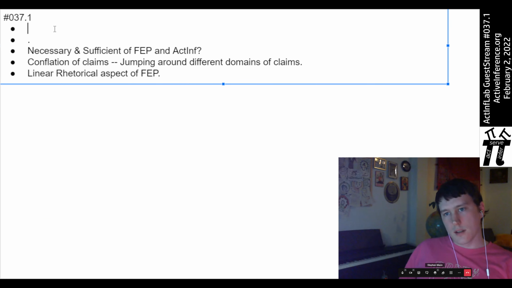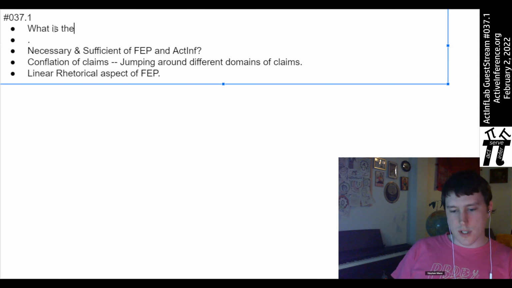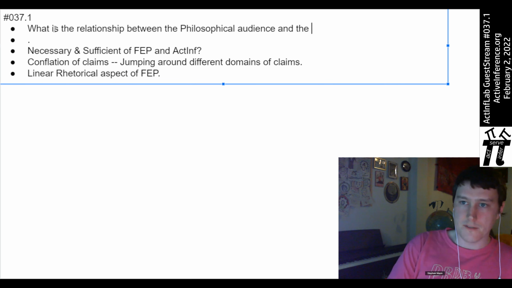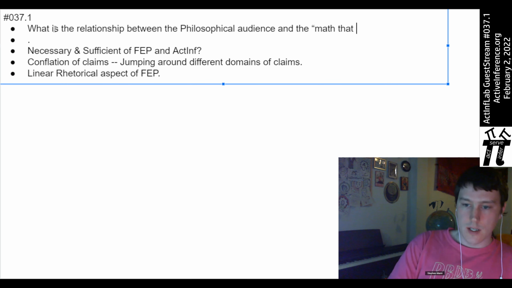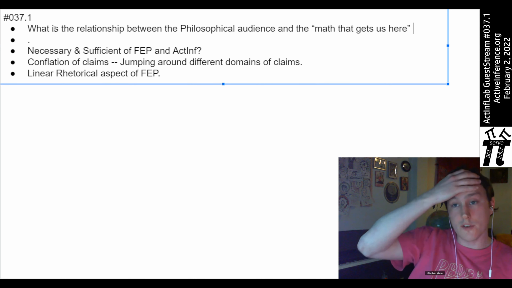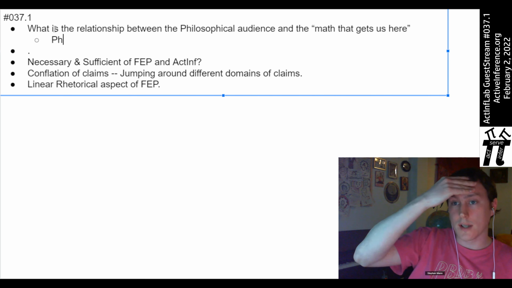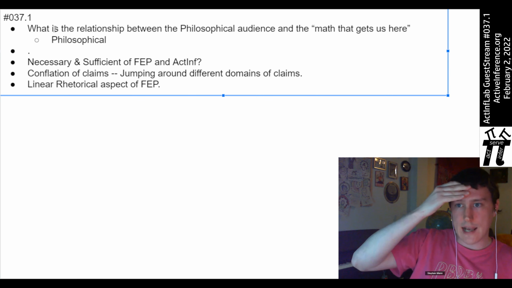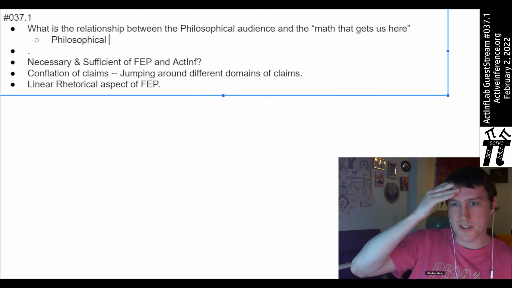Relationship between the philosophical audience and the math that was used to get us to this place. First and foremost, I want the philosophical audience to gain a certain kind of facility with the maths. I'm not sure who of you it was, but in the point zero, put it extremely well by saying it's like learning how the horse moves in chess. I think it might have been Daniel, but I don't want to misattribute it to you.